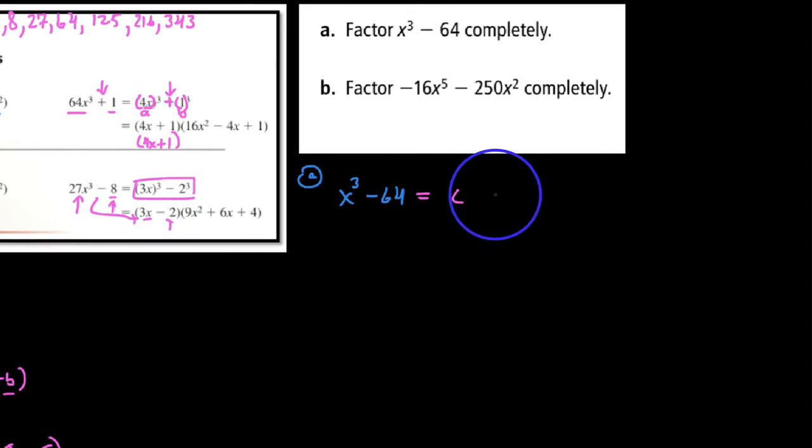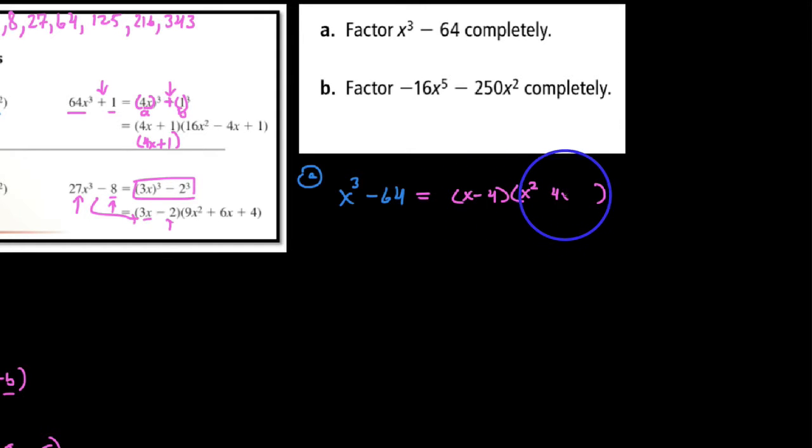So when I factor this, here's the key to it. We're going to write a binomial times a trinomial. And this first part right here is the key to the rest of this. So I would take x times itself 3 times to get this, and I would take 4 times itself 3 times to get 64. So now I'm going to put a minus here just because this is a minus, and here comes my trinomial.